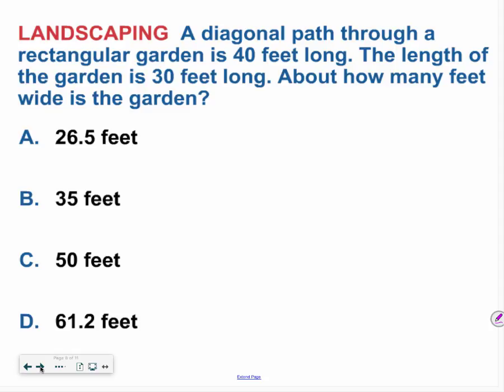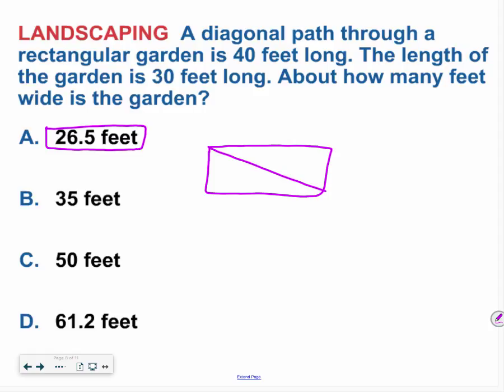Hopefully you ended up at 26.5 feet. Again, we have a rectangular garden and a diagonal path going through. The diagonal is 40, and the length is 30, okay? And you are solving for that width. It's the same process. I'm not going to do this whole thing, I'm just going to set it up for you. So then you would solve from there.